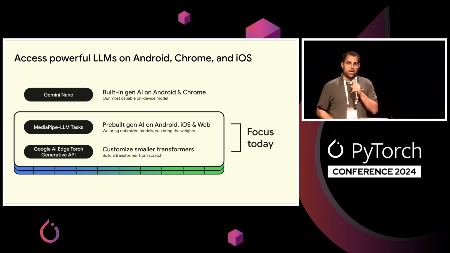The first is MediaPipe LLM Inference API. LLM Inference API is a really easy API to use models that we've pre-optimized that you can just drop right into your application. And then the Google AI Edge Torch Generative API is for when you want to go more custom, you want to roll your own LLM, you have your proprietary LLM, or you just enjoy messing around with it. We have a path to bring custom models as well.